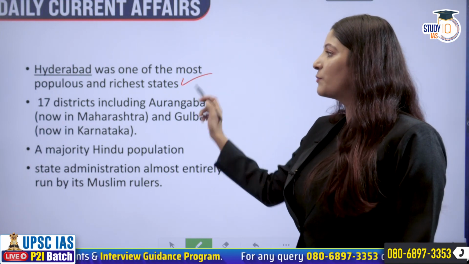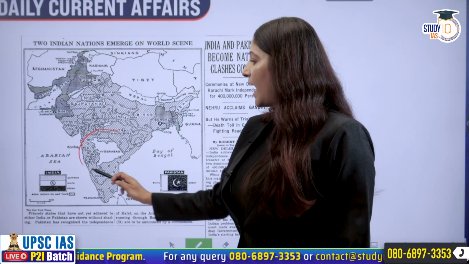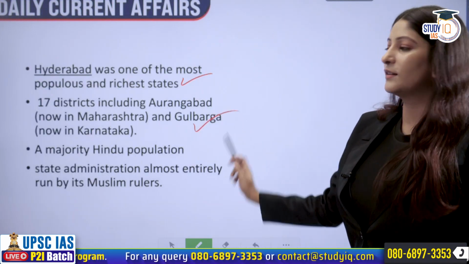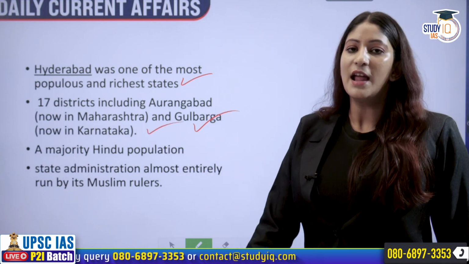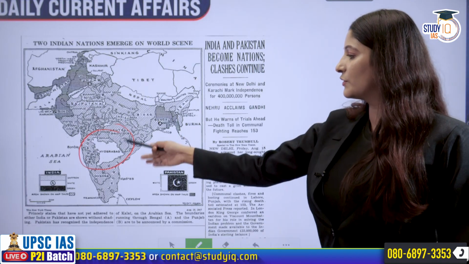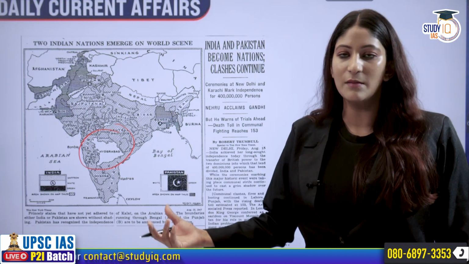Hyderabad was one of the most populous and richest states. It also consisted of Aurangabad and Gulbarga. Aurangabad is in Maharashtra and Gulbarga is in Karnataka now. A majority Hindu population used to reside over there. However, the administration was almost entirely Muslim.